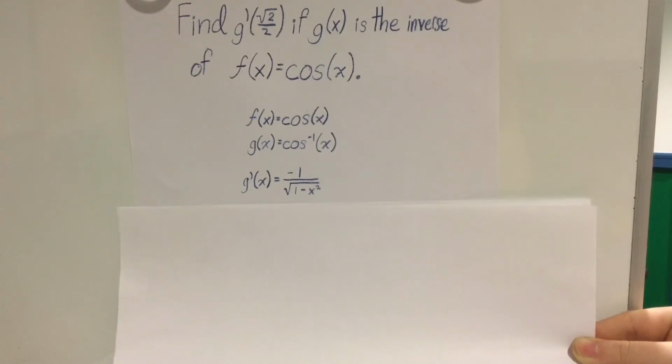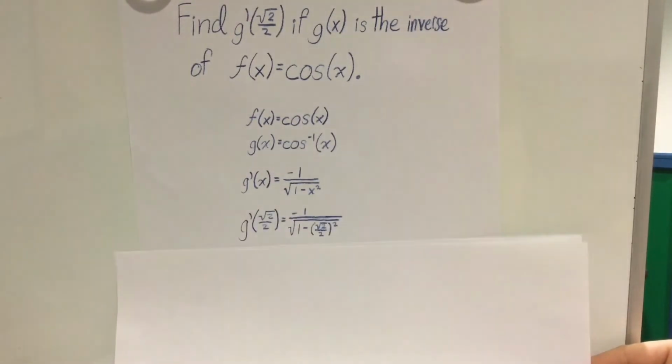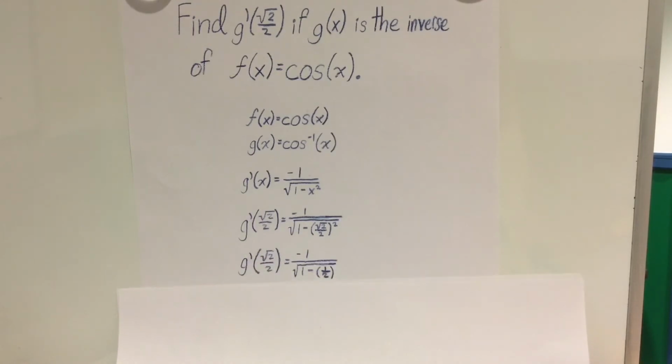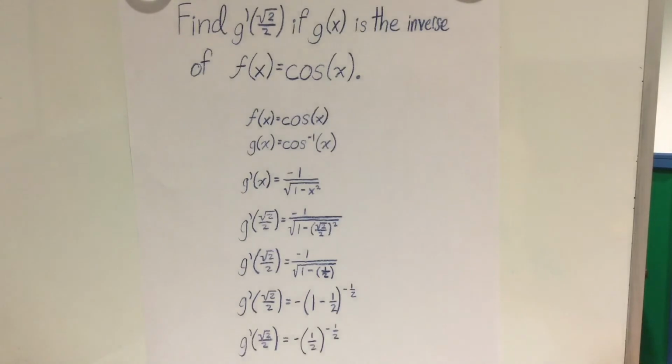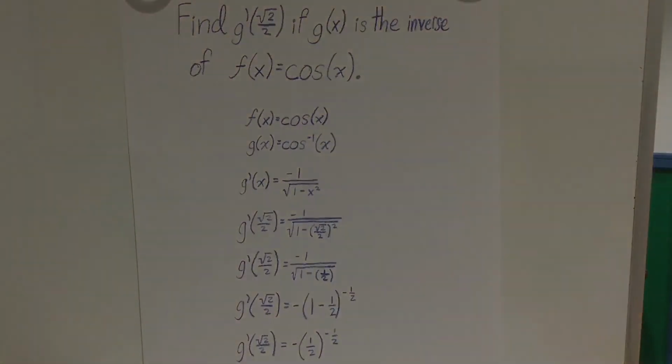Next, plug in the square root of 2 over 2 for x in the function g prime of x. Continue to solve for g prime of the square root of 2 over 2 and simplify until you get negative 1 over 2 raised to the negative 1/2.